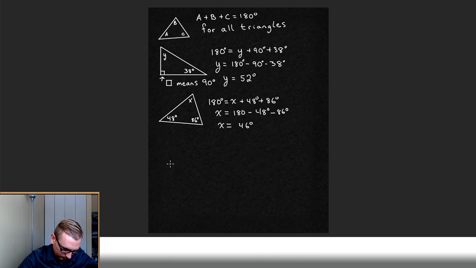Next triangle. An isosceles triangle. So here we will do this. This will be y, and this will be 77.